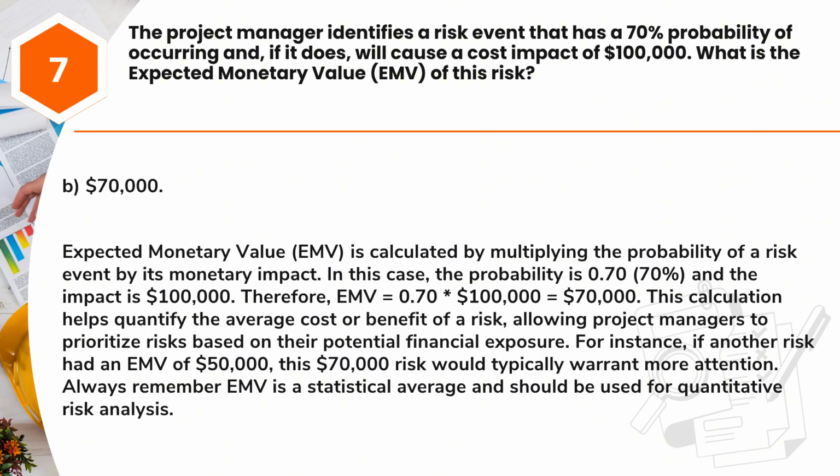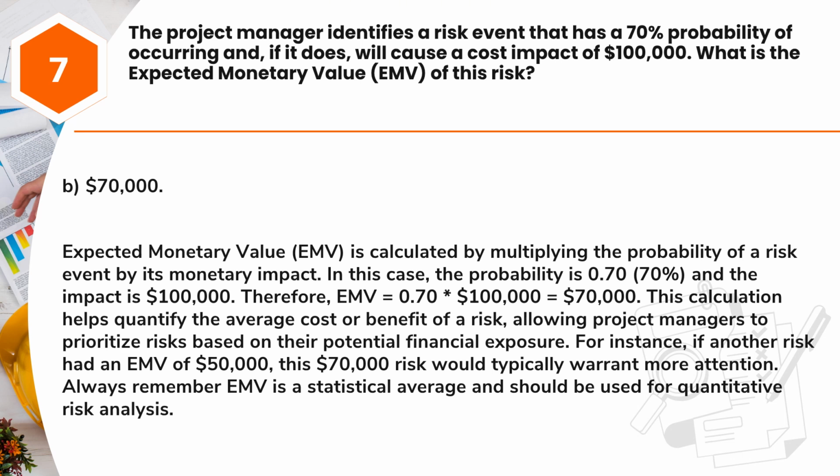Answer: B. $70,000. Expected monetary value, EMV, is calculated by multiplying the probability of a risk event by its monetary impact. In this case, the probability is 0.70, 70%, and the impact is $100,000. Therefore, EMV equals 0.70 * $100,000 equals $70,000.